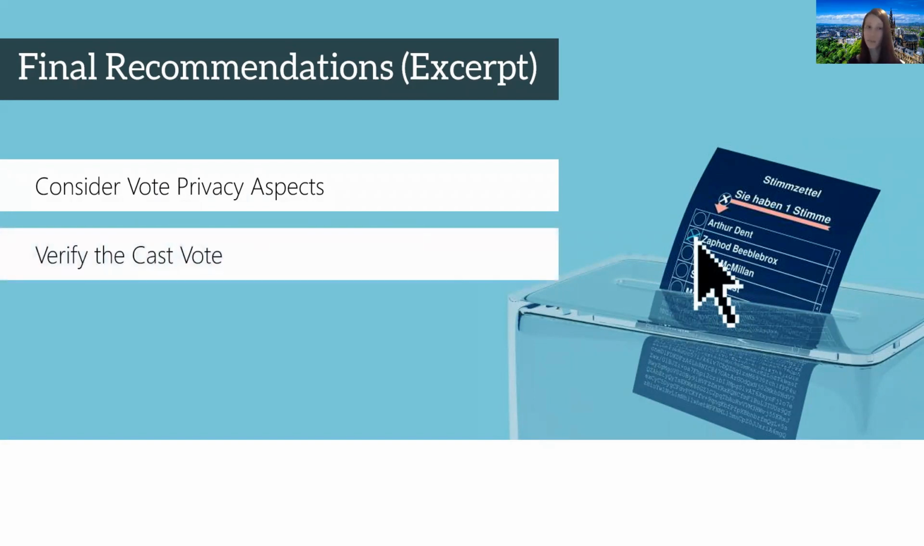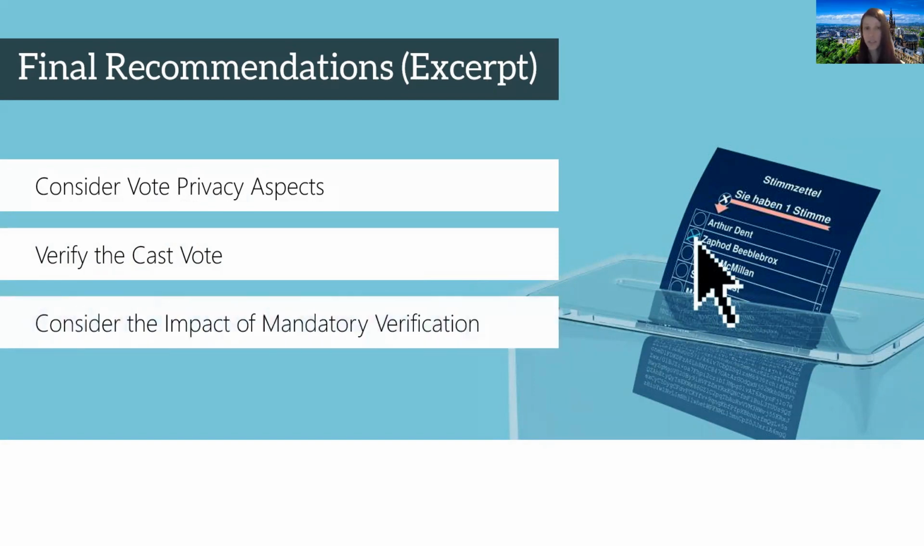We also thought it's really important to verify the cast vote. In audit or cast, this is not the case, and participants considered it to be redundant and wouldn't use verification at all. Code sheets were the only set of schemes where verification was mandatory, so we had the perfect detection rate. So authorities should consider the impact of mandatory verification.